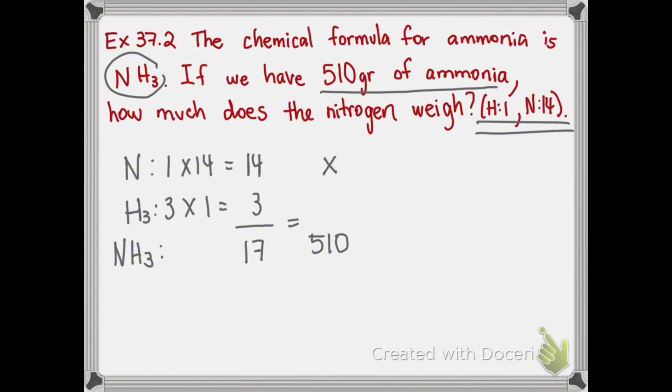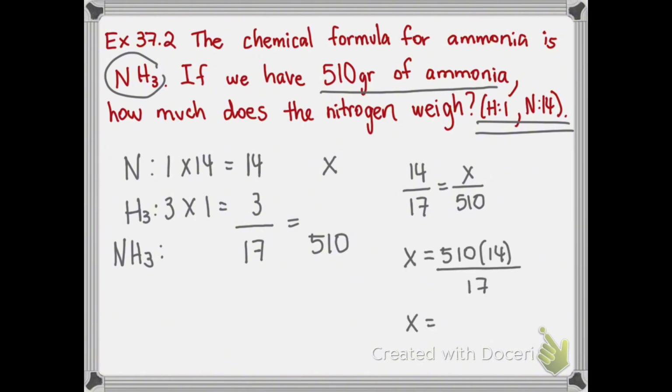So in this case, if I form my proportion, it's going to be 14 over 17 equals X over 510. In this case, we don't need the 3 because the 3 is for hydrogen. We cross multiply, and then we simplify. 17 divided by 17 is 1, and 510 divided by 17 is 30. Then we multiply 30 times 14, and the answer is 420 grams of nitrogen. And that's it. Very simple lesson.